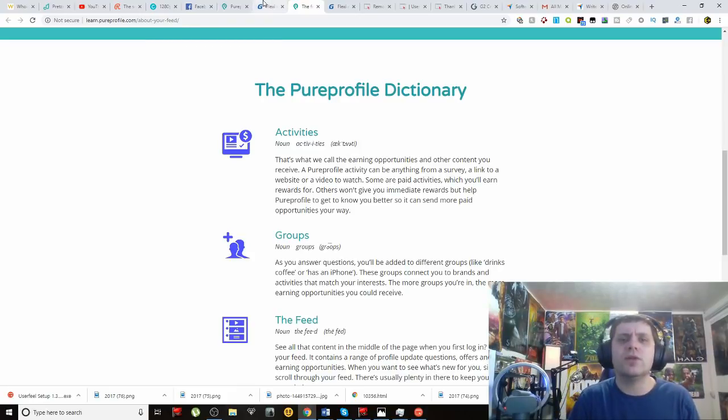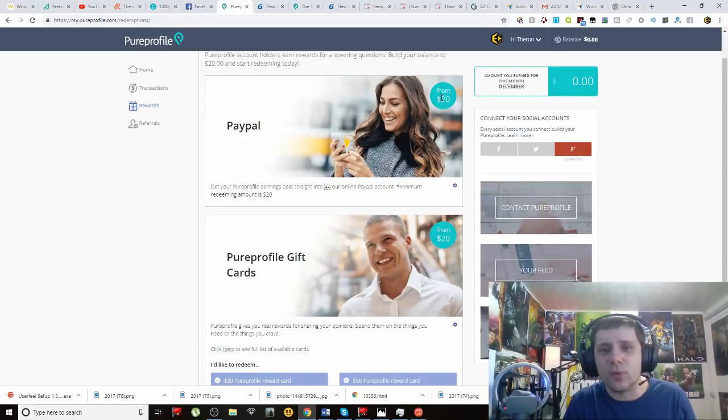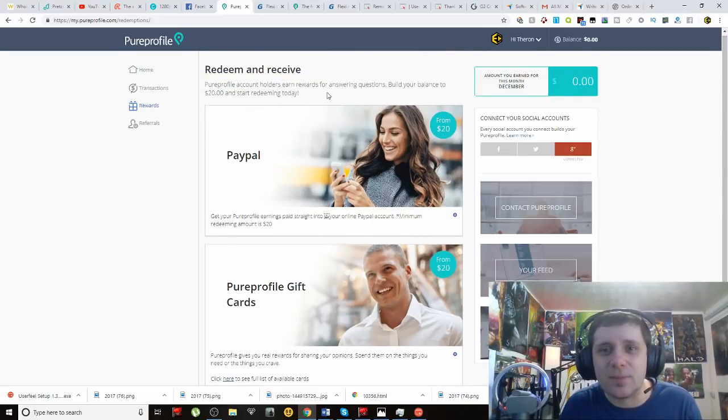So one drawback with this site, though, of course, is the fact that they have this high cash out amount that really needs to be pointed out here. You have to earn $20 to cash out here. It says build your balance to 20 and start redeeming today.